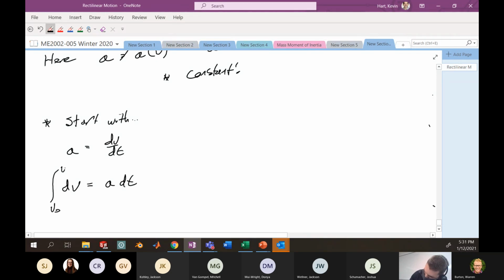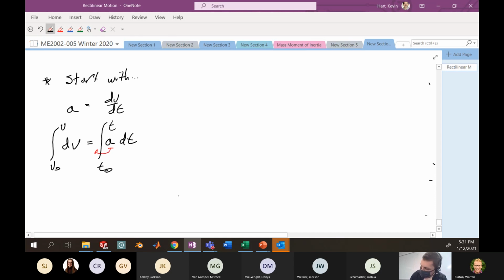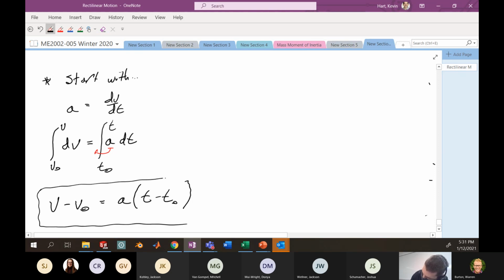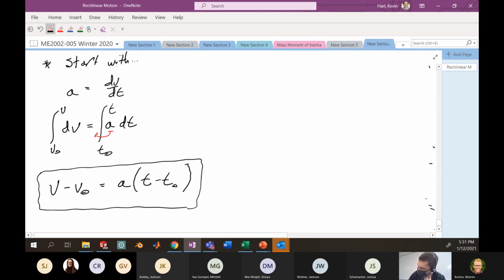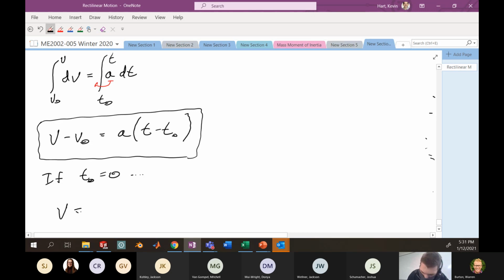It has some integral from initial velocity to final velocity, some integral from initial time to final time. Pulling acceleration out gives us something like this. Very simplistic equation. A lot of times if your initial time is 0, this is usually represented as something you learned in your first physics class, which is the velocity is the acceleration times time plus your initial velocity. It's probably something that you've seen in one of your first physics classes.